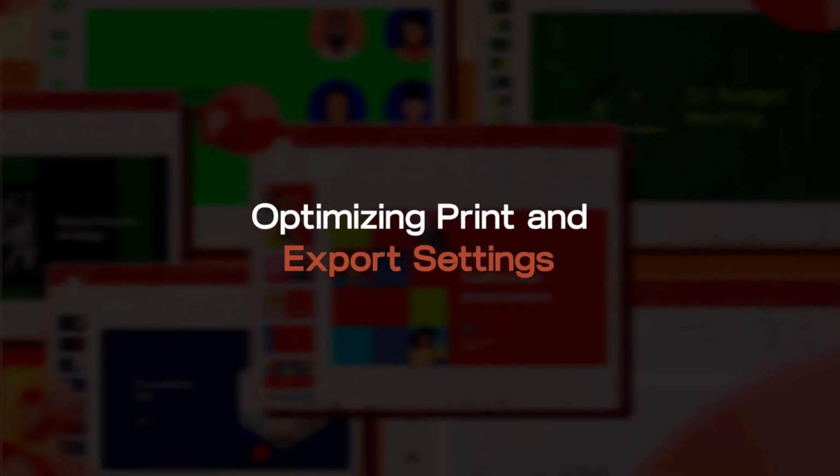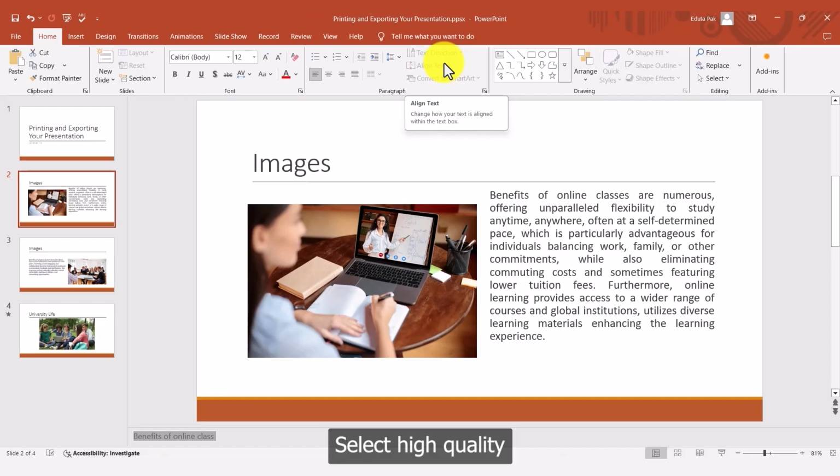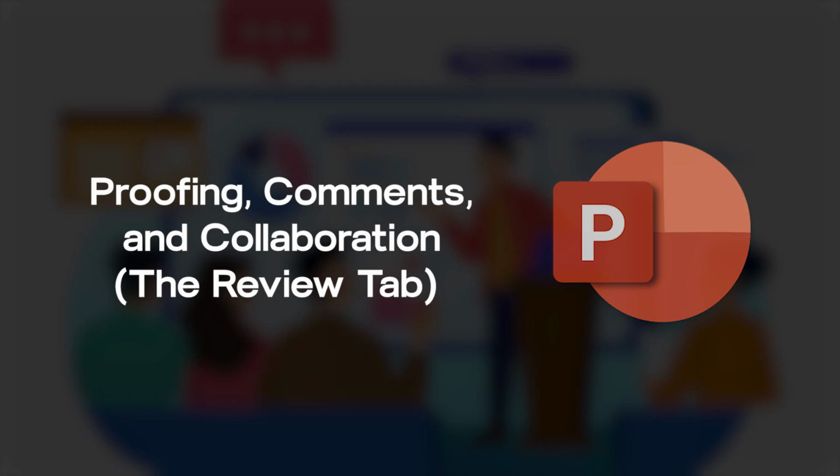Optimizing print and export settings. Before printing or exporting, consider file size. Large files may be difficult to share. Compress images and videos if needed. Print quality. Select high quality printing for professional handouts. Compatibility. Use PDFs or images to ensure universal access across devices. Interactive elements. Animations and transitions do not work in PDF exports. Use video format instead.